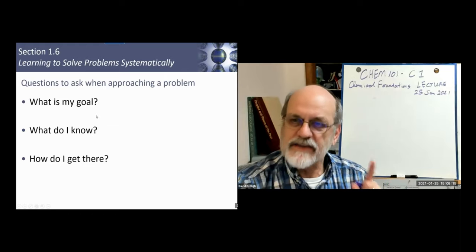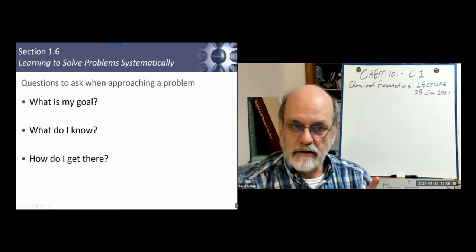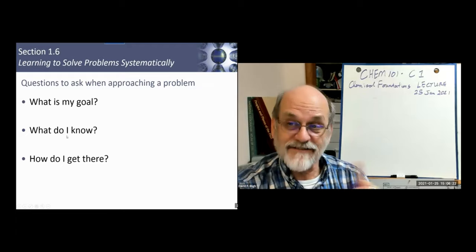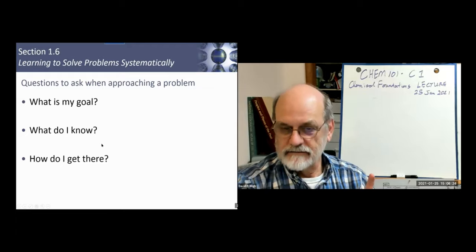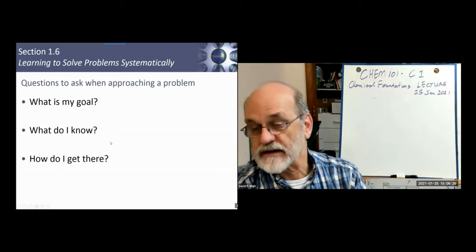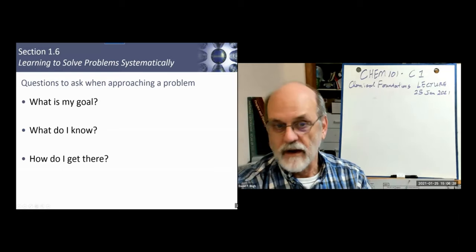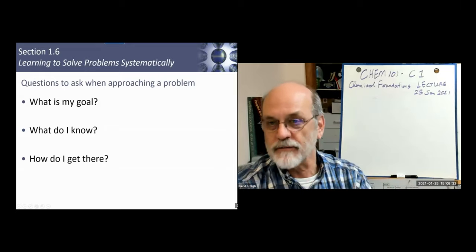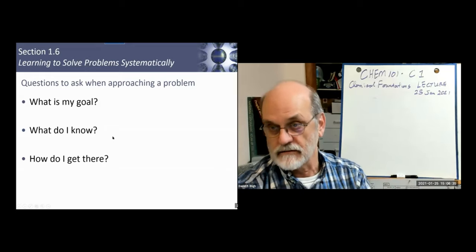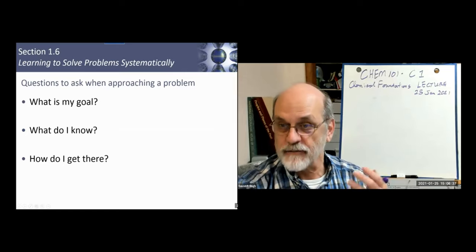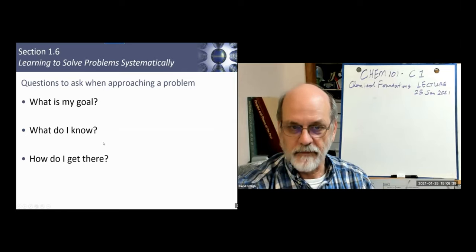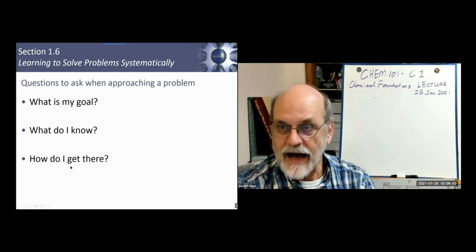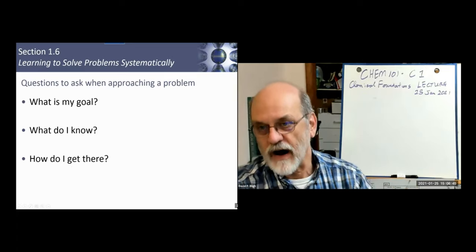Then you say, is the information there that I need to answer the question? Or can I find it legally? For instance, you will always have a periodic table available. Nearly always you'll have some useful information that I grant you during a test. Can I find the information there? And then once you get the information, how do I organize it to solve the problem?